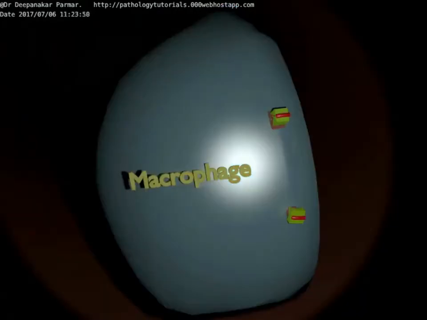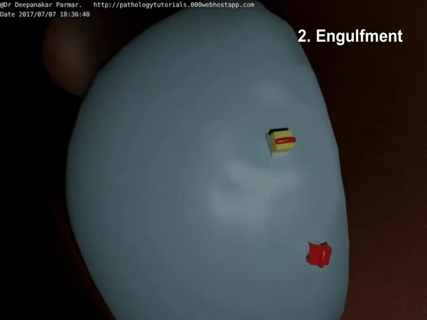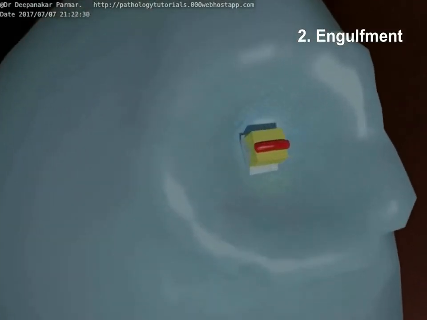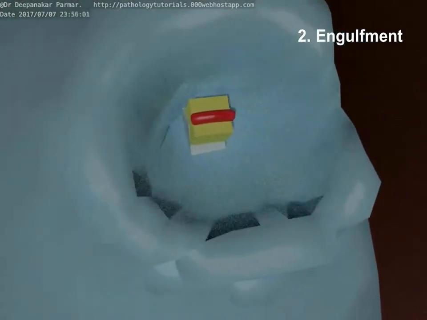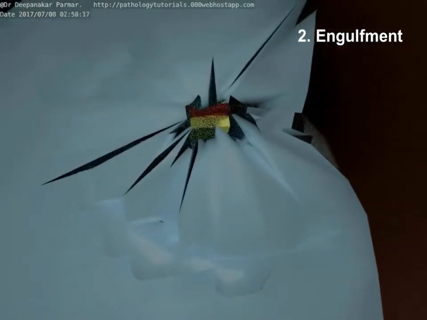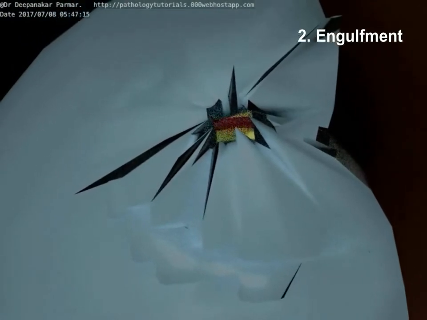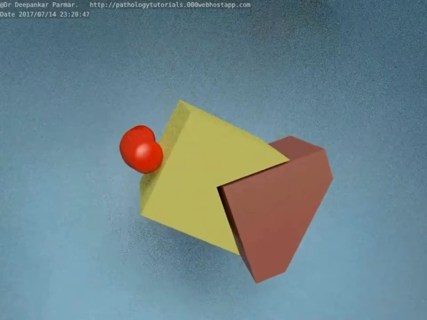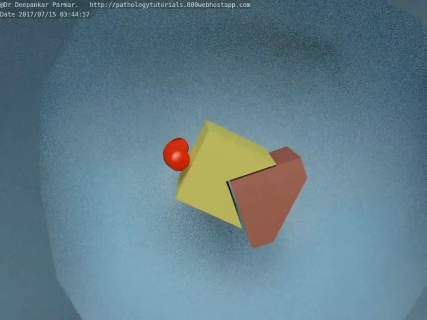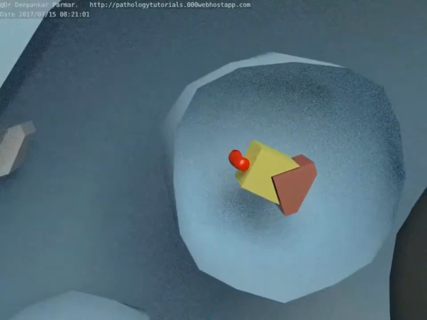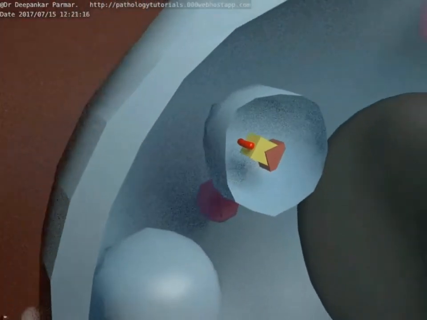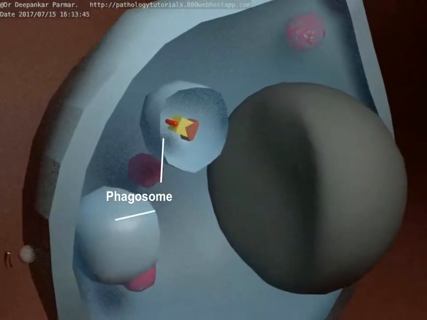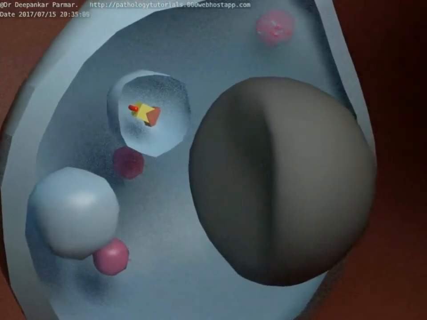Now, in the second step, we can see engulfment. The macrophage has bound to the opsonin-coated bacteria through opsonin receptors. Upon binding to the particle, phagocytic receptors initiate signaling pathways leading to remodeling of actin cytoskeleton and lipids in the membrane that result in the membrane extending to cover the particle and leads to formation of a cavity inside it containing the bacteria. This is called a phagosome.